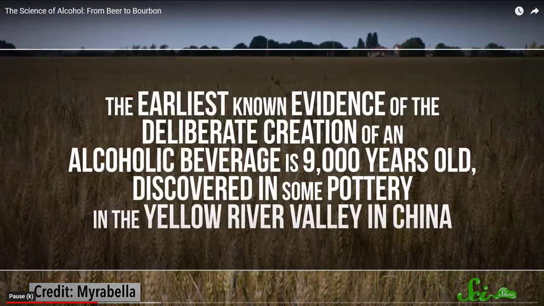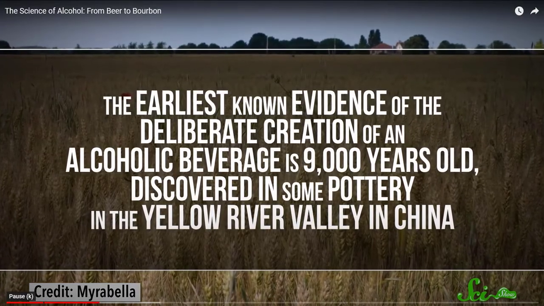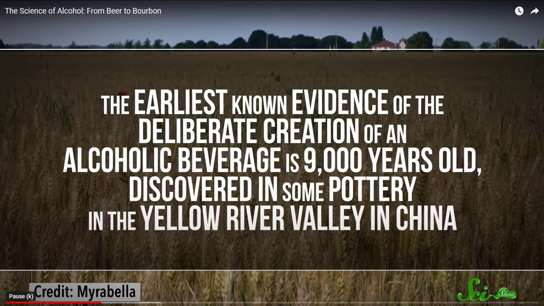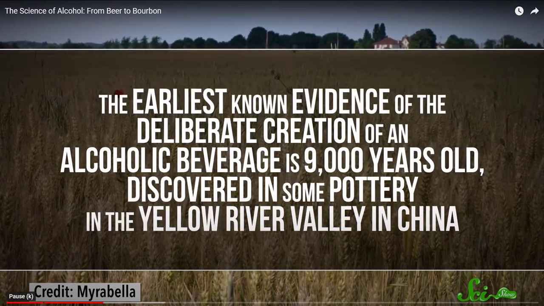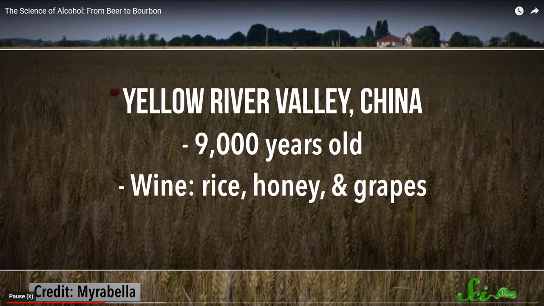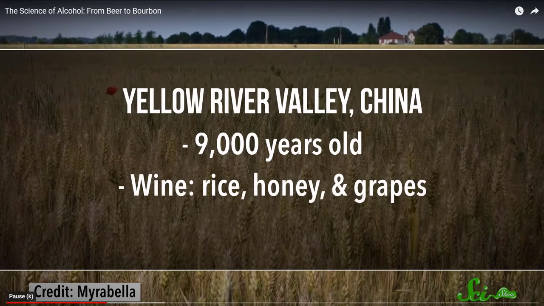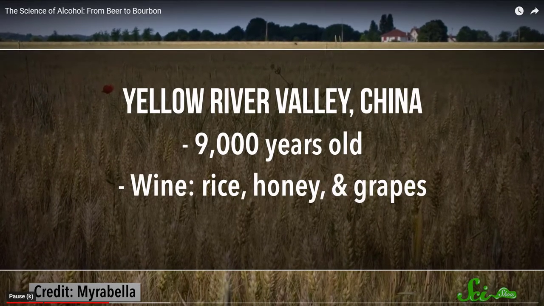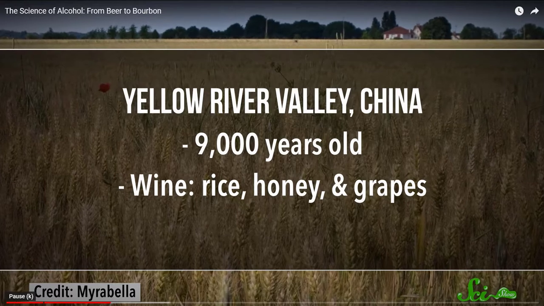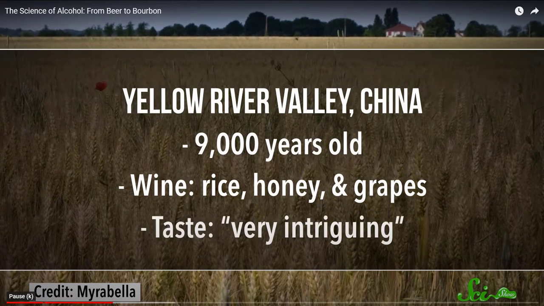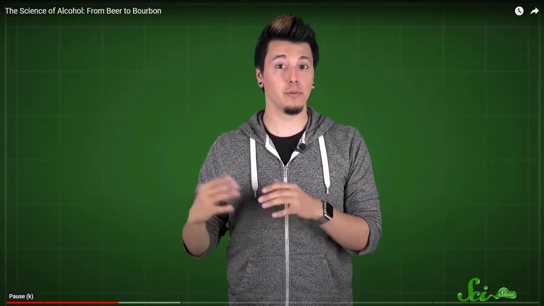The earliest known evidence of the deliberate creation of an alcoholic beverage is 9,000 years old, discovered in some pottery in the Yellow River Valley in China. This drink was some sort of wine and contained rice, honey, and grapes. In 2005, researchers actually recreated the drink based on a chemical analysis, and apparently it tasted, quote, very intriguing. Archaeologists think that around the same time people were originally making this stuff, barley beers and grape wines were being produced in the Middle East.